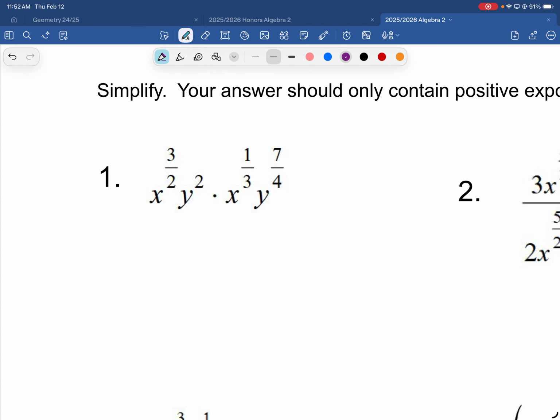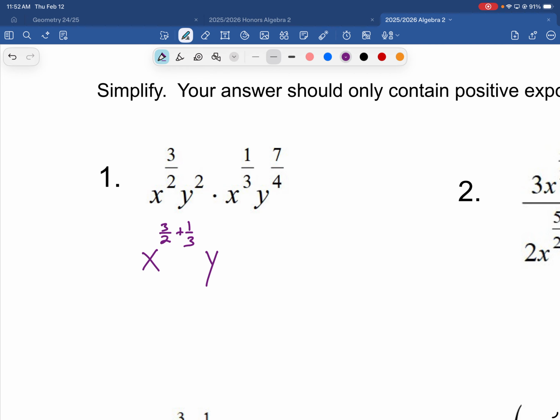Somebody walk me through it. What are we going to do? Add what? Okay, so my x is my base. What are my two exponents that go with it? 1/3 and 3/2. So we've got 3/2 plus 1/3. Everybody okay with that setup?